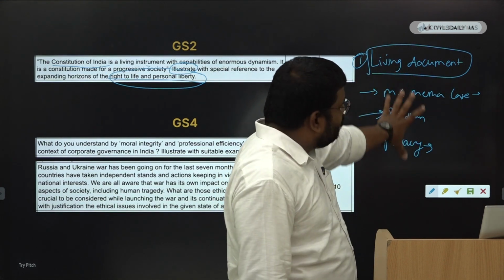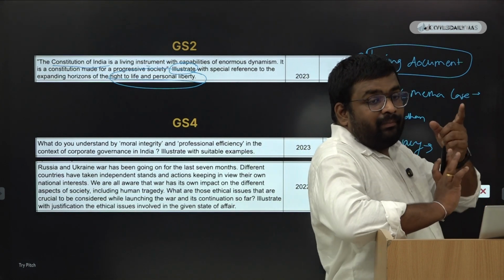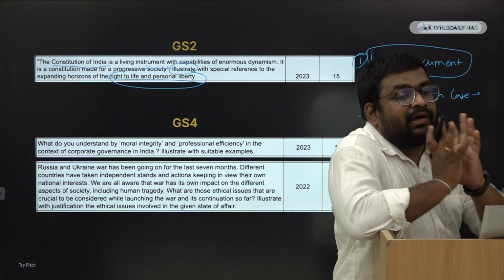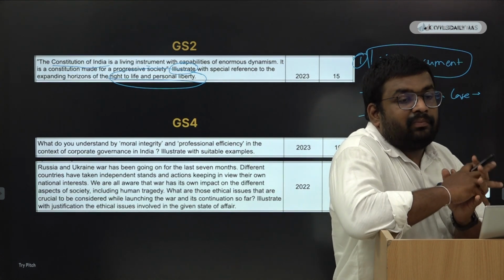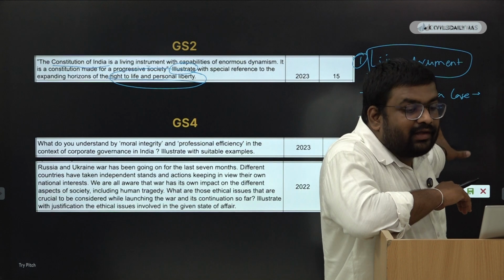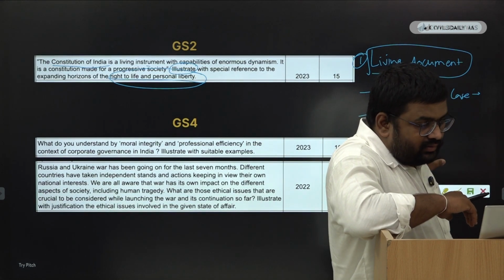So in this way you have to structure your answer. In elaborate and enumerate, what we did was try to explain our point. But in illustrate, we do the explanation through examples. That's the difference.